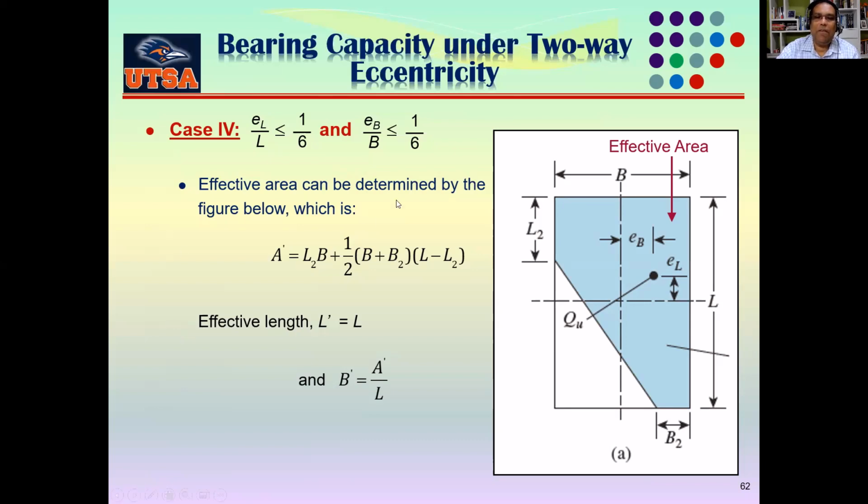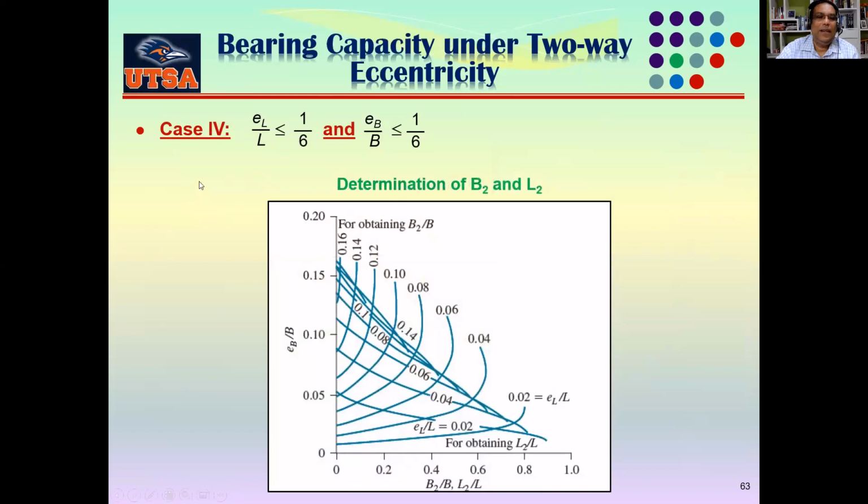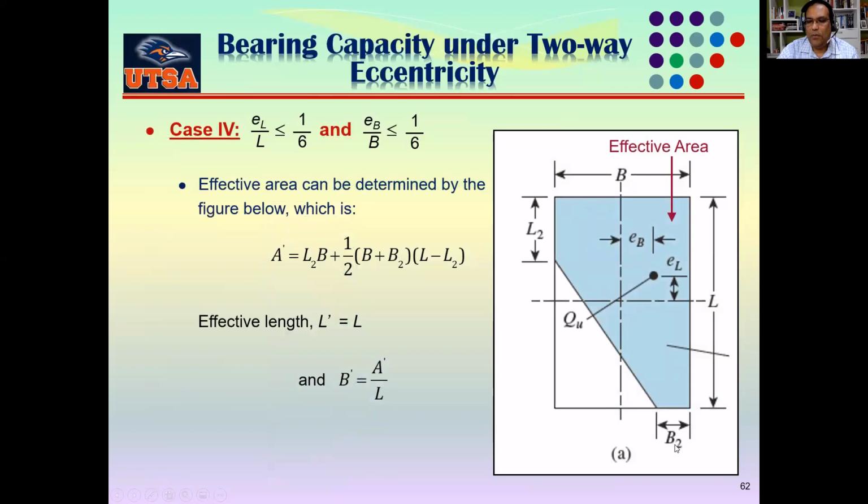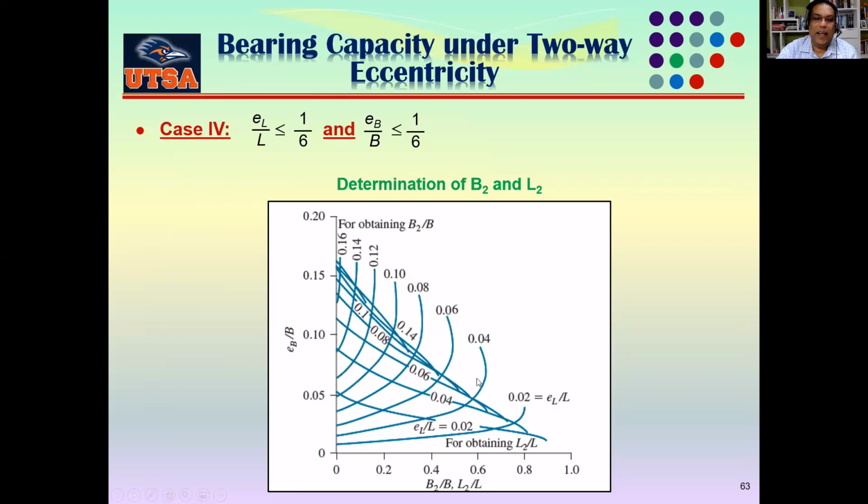Now see case number 5 here. This is also for how to find out your B2 and L2 in this equation. How to find out your B2 and L2 here, okay? So this is the chart here. And again, you can see for obtaining B2 by B, these are the lines, okay? These lines here. When you're trying to find L2 by L, these are the lines, for different EL by L.